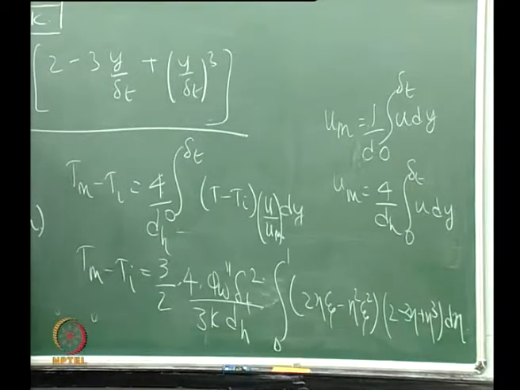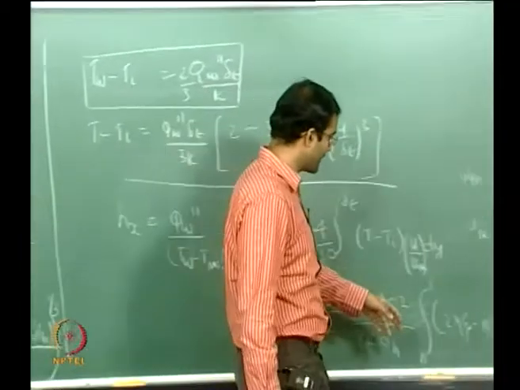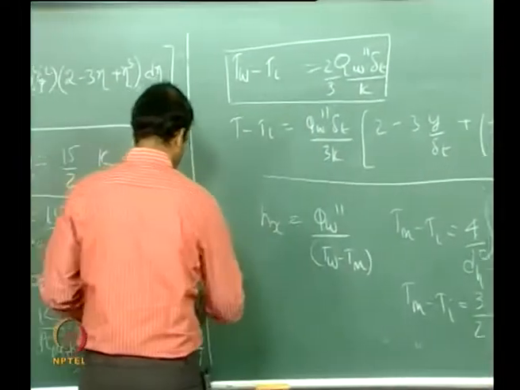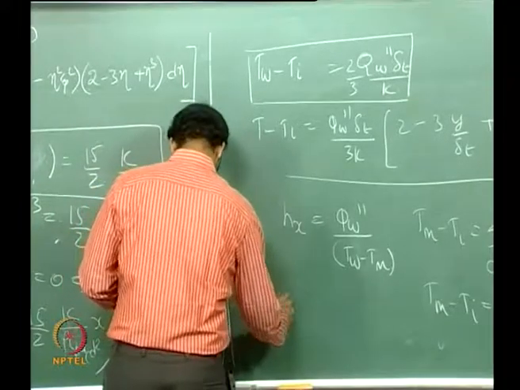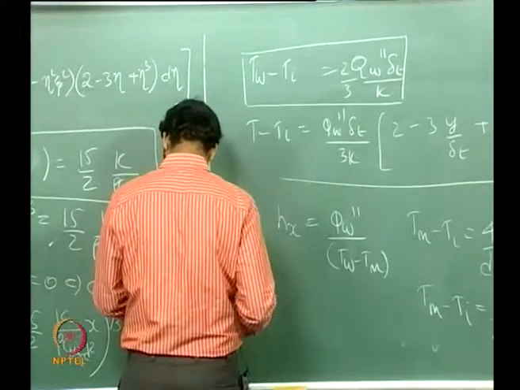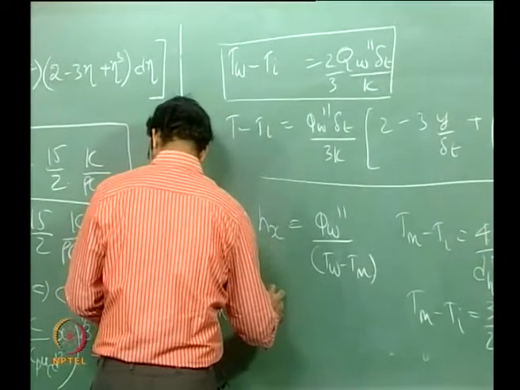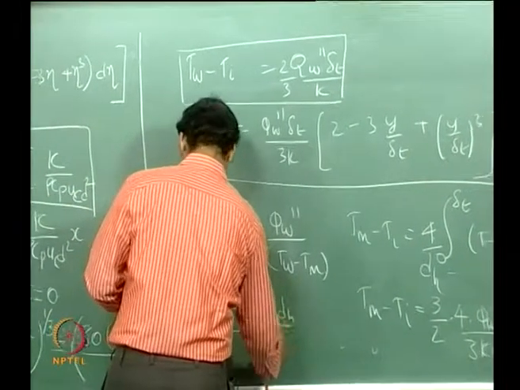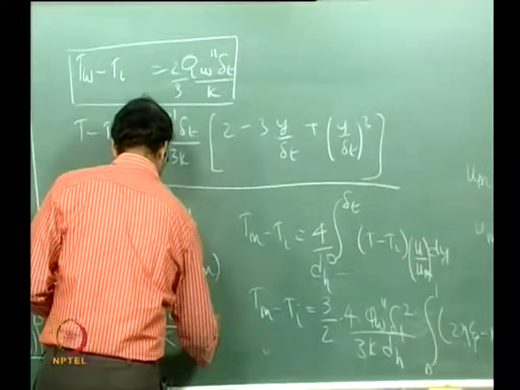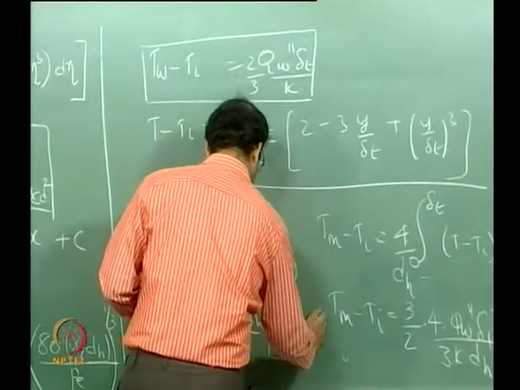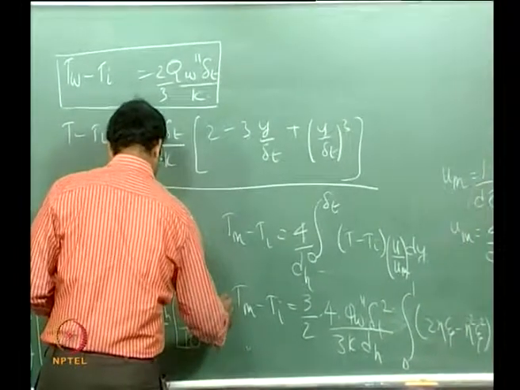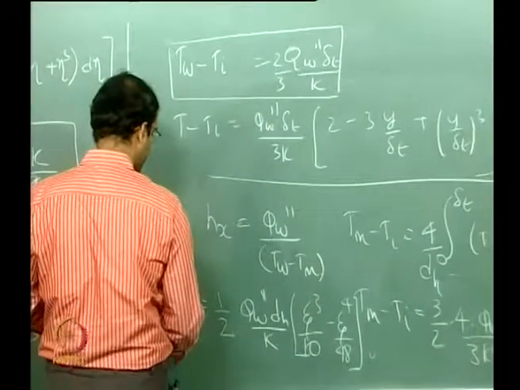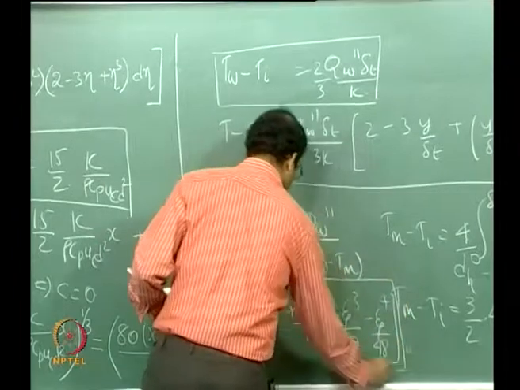So if you integrate it once again, you already did it, but now we are not going to neglect any higher order terms, we will keep them as they are. So your temperature difference Tm minus Ti comes out to be 1 by 2 into q wall double prime dh by k, into zeta cube by 10 minus zeta power 4 by 48. Okay, so this is the relationship for Tm minus Ti.